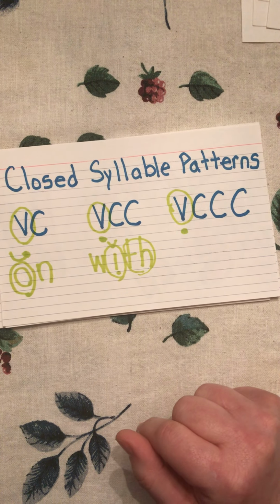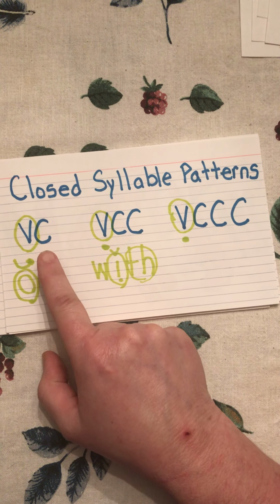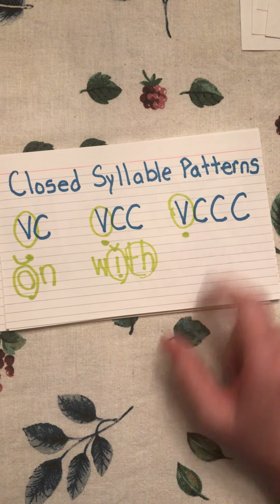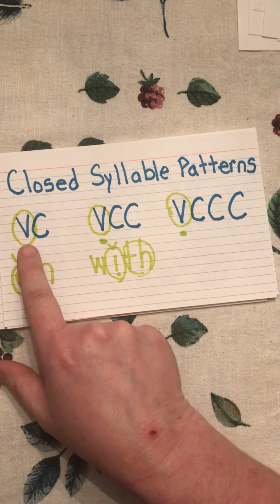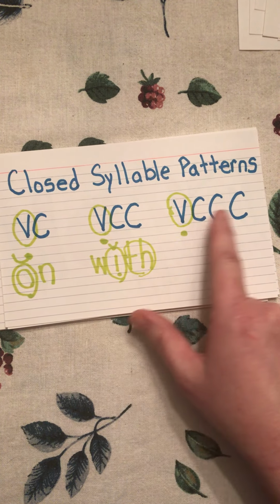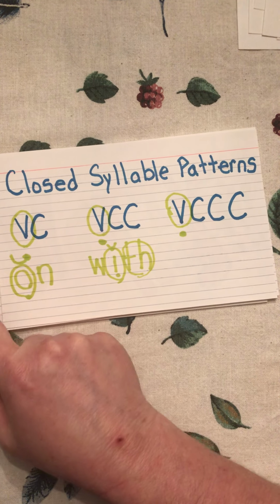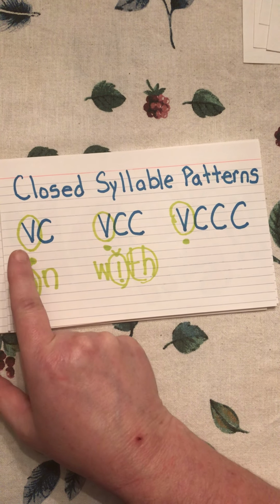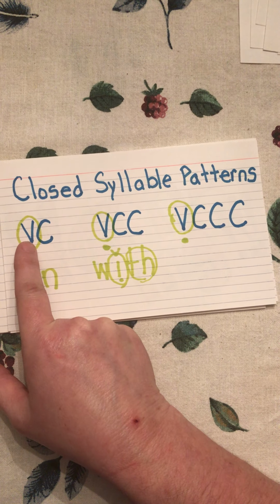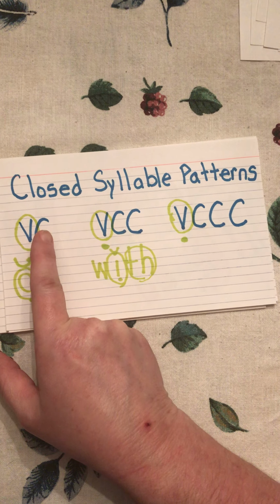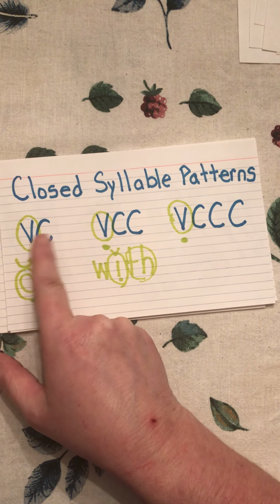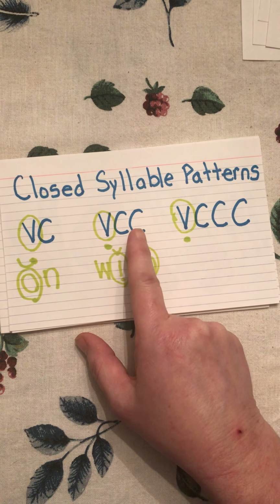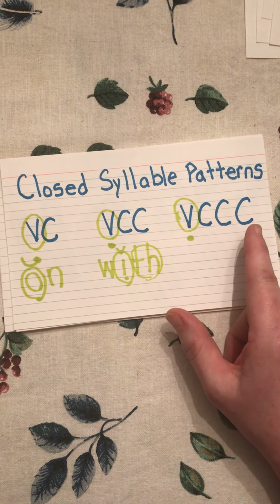Closed syllable patterns consist of vowel consonant, or vowel consonant consonant patterns. Now, notice where the vowel is in relation to the consonants. We don't care what comes before it. When we're talking about open and closed syllables, we always care where the vowel is in relation to the last letter in that syllable. So, in this syllable right here, or word, the consonant is last. In this one we have 2 consonants, and in this one we have 3.